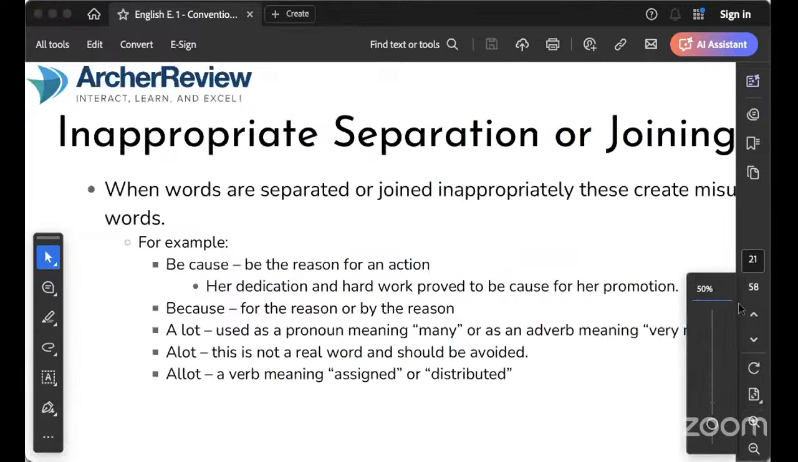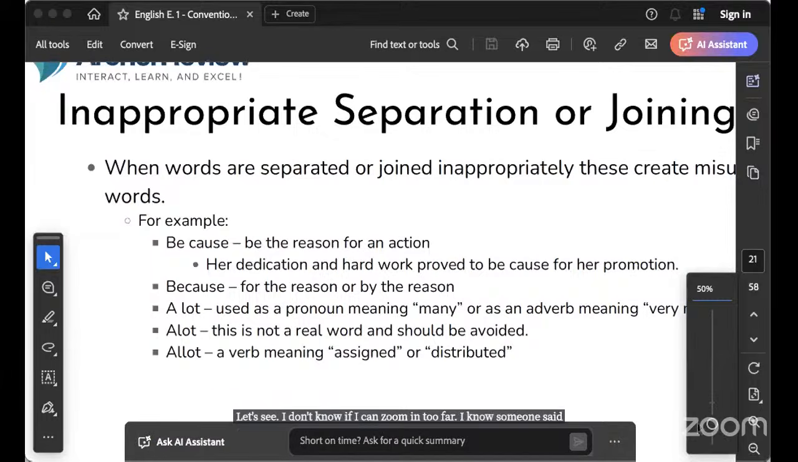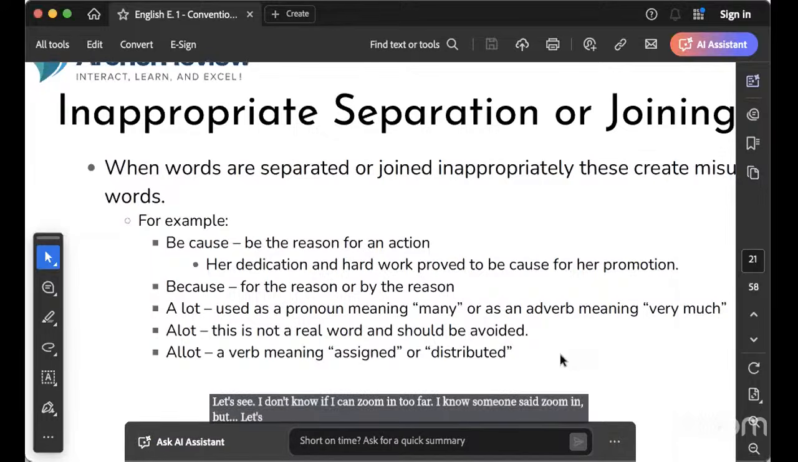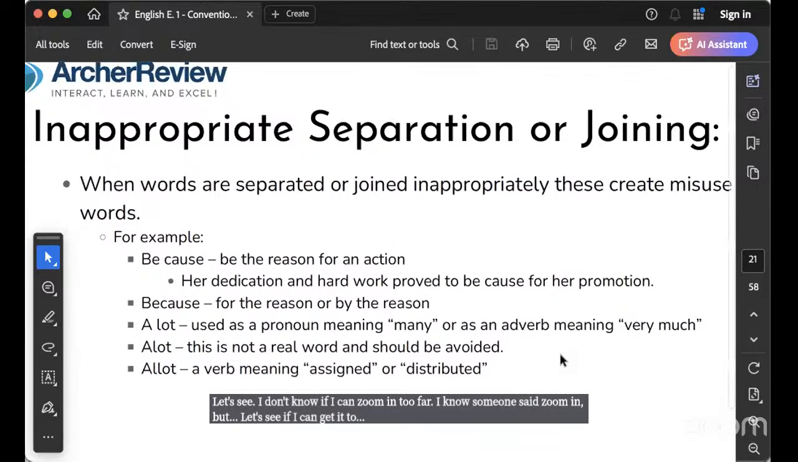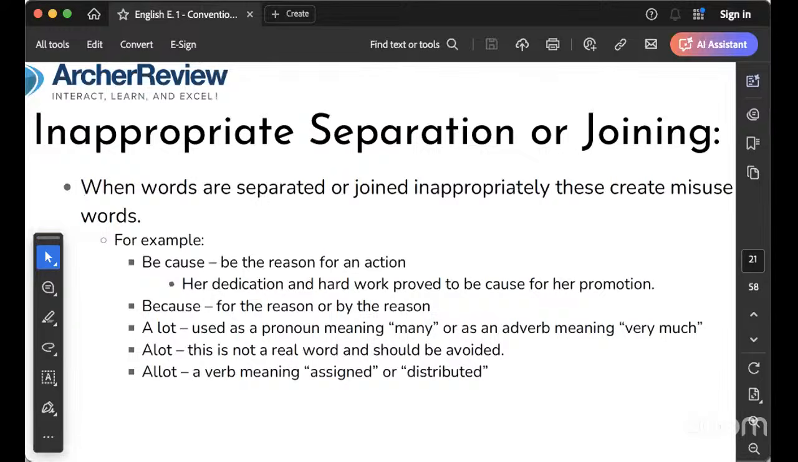Let's see. I don't know if I can zoom in too far. I know someone said zoom in, but let's see if I can get it to. Is that a little better? I'm not sure what it'll look like on other pages, so I may have to zoom out.